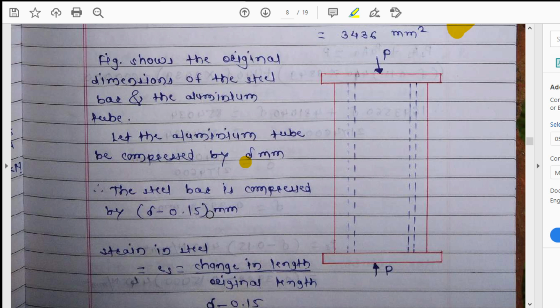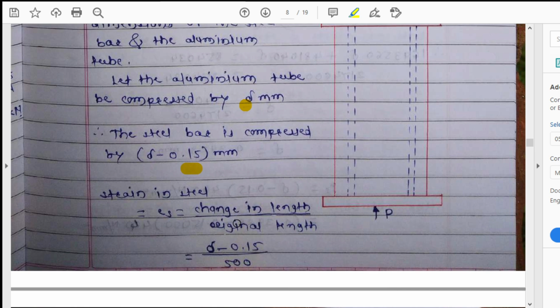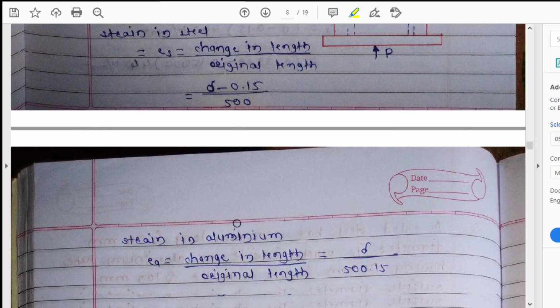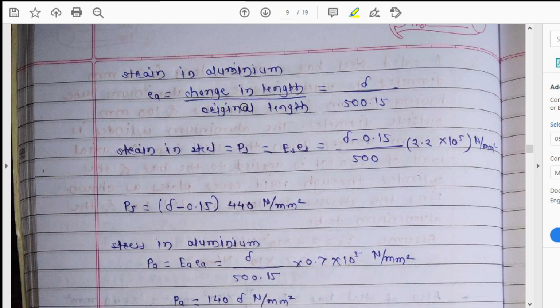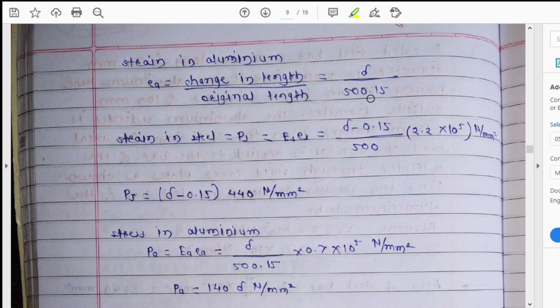Now the steel bar is compressed by delta minus 0.15, because this value 0.15 they have already given. Now the strain in steel, ES, will be change in length upon original length, that is delta minus 0.15 divided by the original length of 500 mm. Now the strain in aluminium will be delta upon 500.15. Here I have used 0.15 because the original length is increased by 0.15.